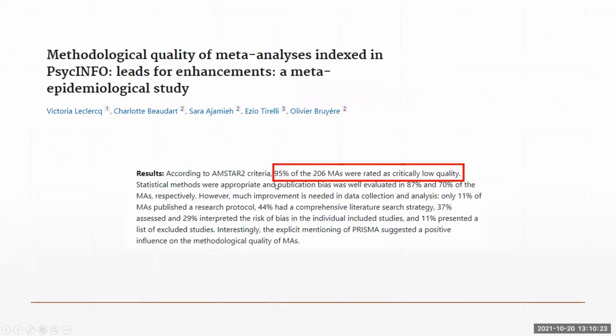They found that 95% of the 206 meta-analyses were rated as critically low quality. In detail, they found that only 11% of meta-analyses published a research protocol. It means that only for 11% of the meta-analyses do we know what researchers did, how they conducted the meta-analysis. So this is a bit problematic.